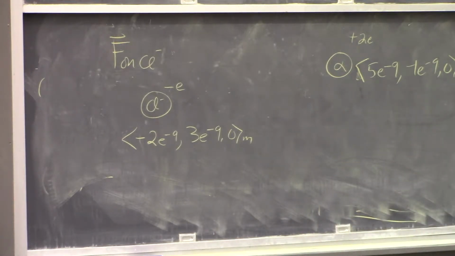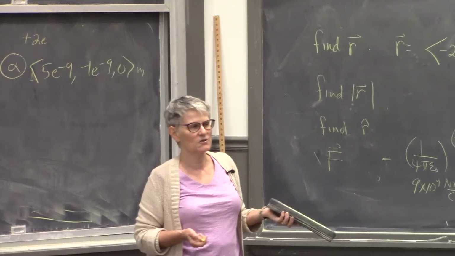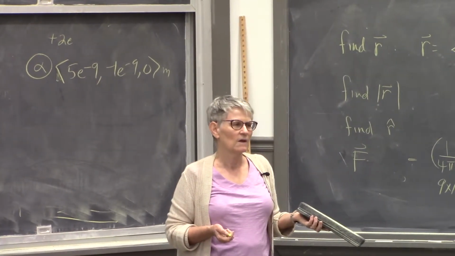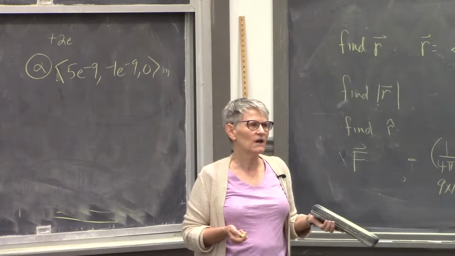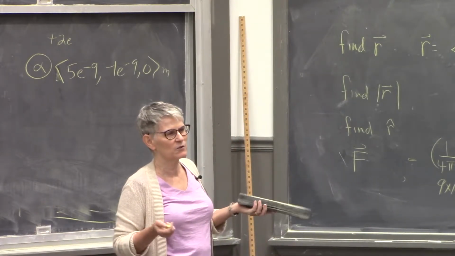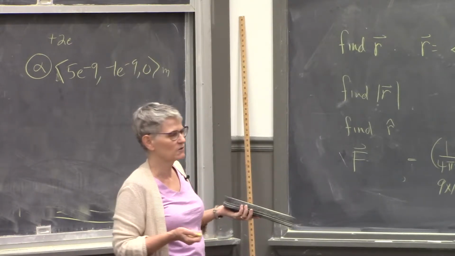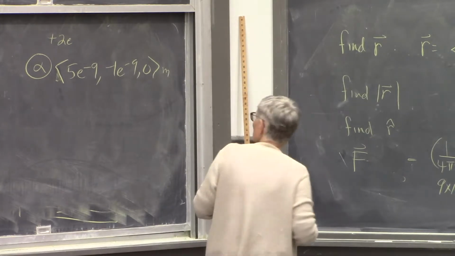Now it's sort of informative. I've said the gravitational force isn't very strong, and the electric force is really strong. But it's informative to actually calculate the ratio of the electric force between particles to the gravitational force between those particles, just to see how much stronger the electric force is.